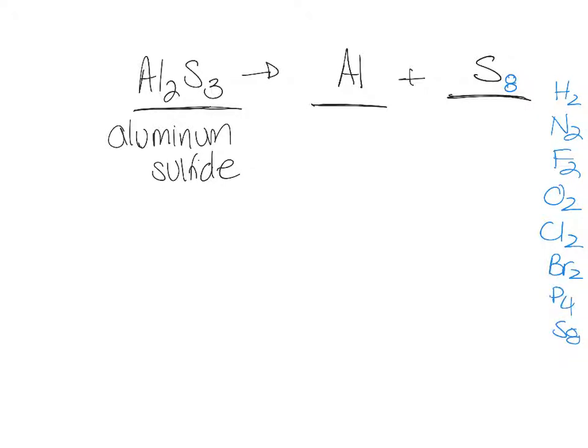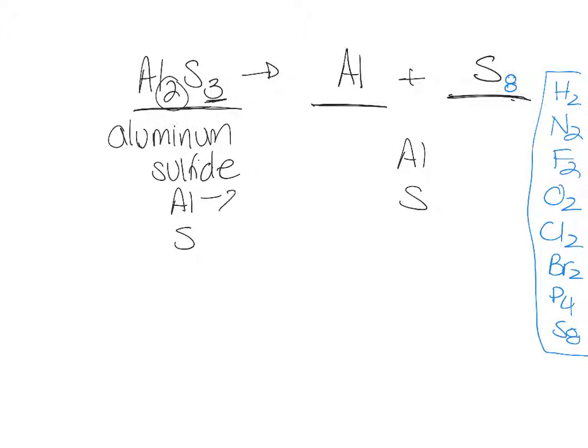So you have to memorize this list. It's super important. As soon as you come into the test, that should be one of the first things that you write down. So this has an 8 here, and this has a 3 here. So if I'm counting, this has 2, this has 3. Over here I have 1 aluminum on the product side, and I have 8 sulfurs on the product side.